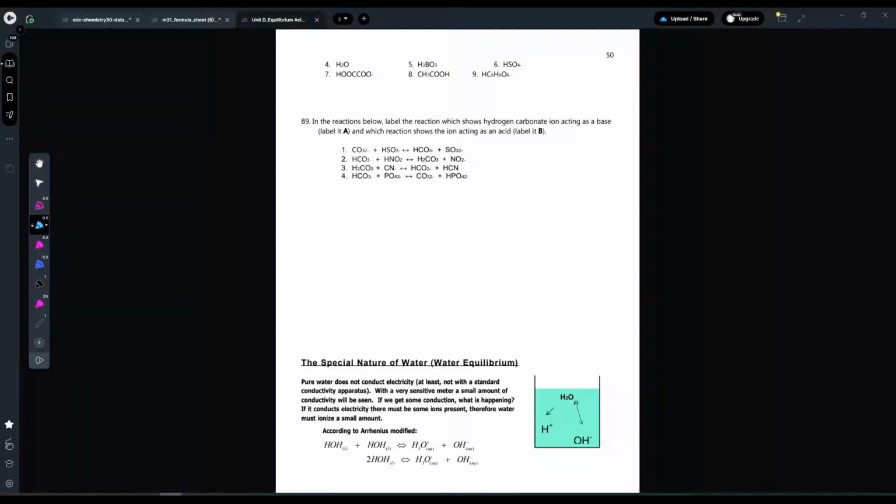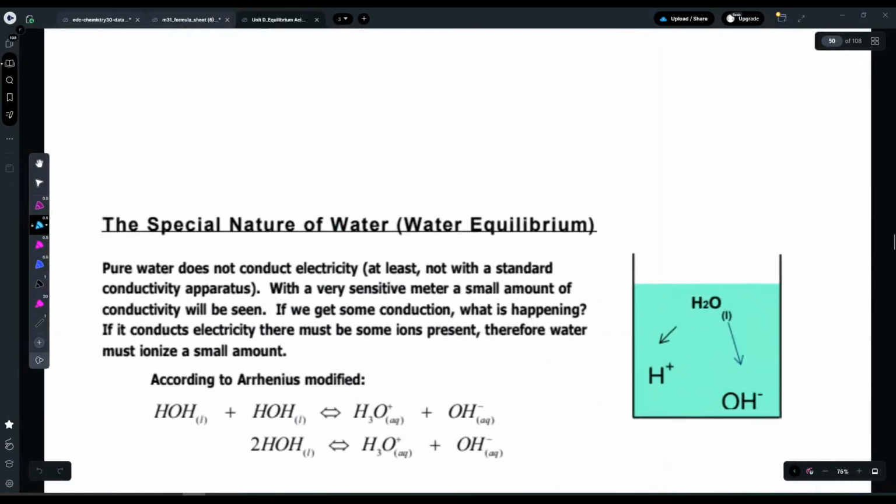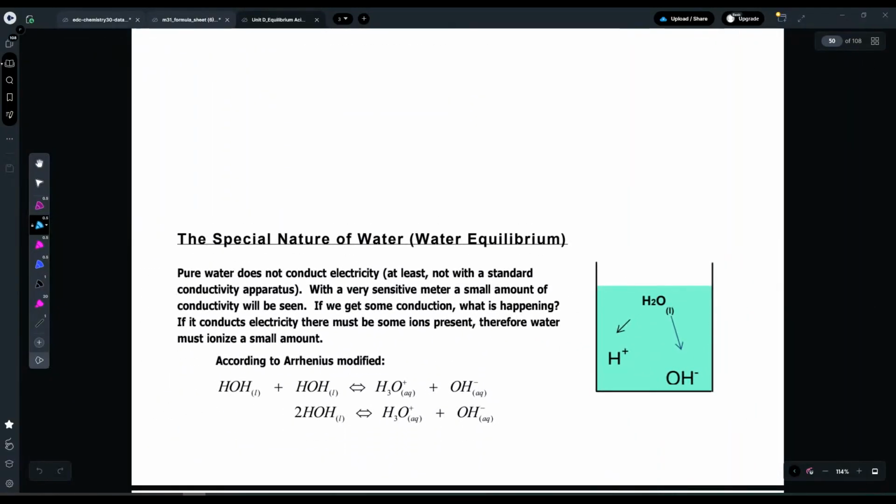In this video, we're going to go over water equilibrium. Pure water doesn't conduct electricity, at least you can't detect that it is conductive with a regular conductivity apparatus. However, if you get a super sensitive meter, you will see just a tiny bit of conductivity being picked up by it.